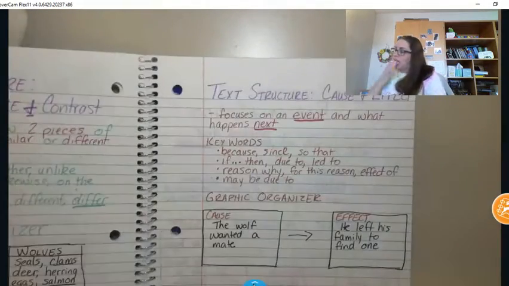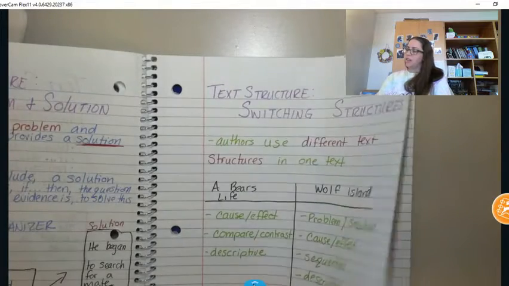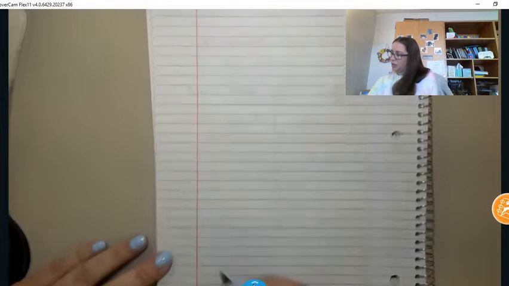That means that I'm going to flip my notebook to the next blank page. Text structure, cause and effect. Switching text structure is my next blank page. This is going to be page 49, I said. So I'm going to go ahead and make sure I write down 49 right here in the bottom. Uh-oh, my marker is dead. There's no more marker left. All right.